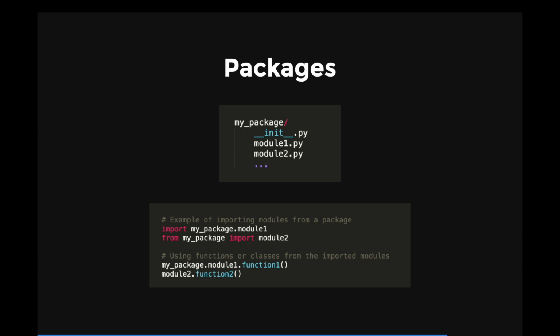To import modules from a package, you can use the dot notation. So from the above package, I can say import my_package.module1. So you're just importing the first one. In this example, we import the module1 and then module2 modules from my_package and call functions or classes defined in these modules.